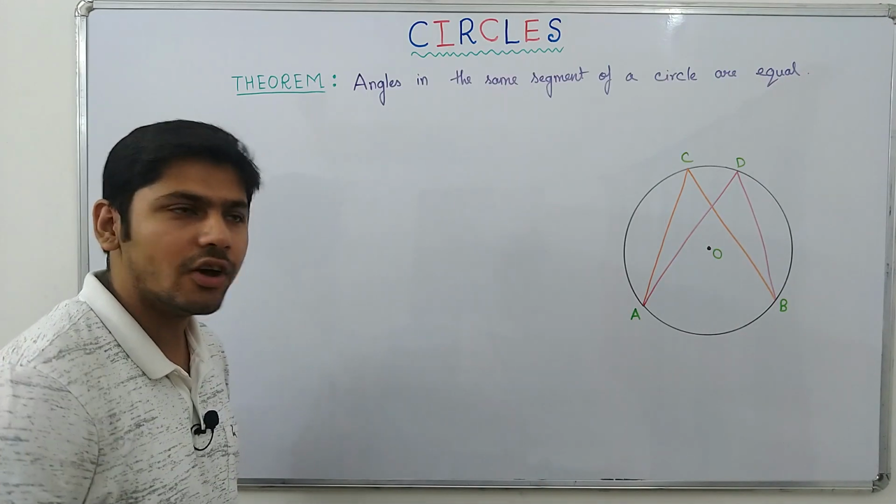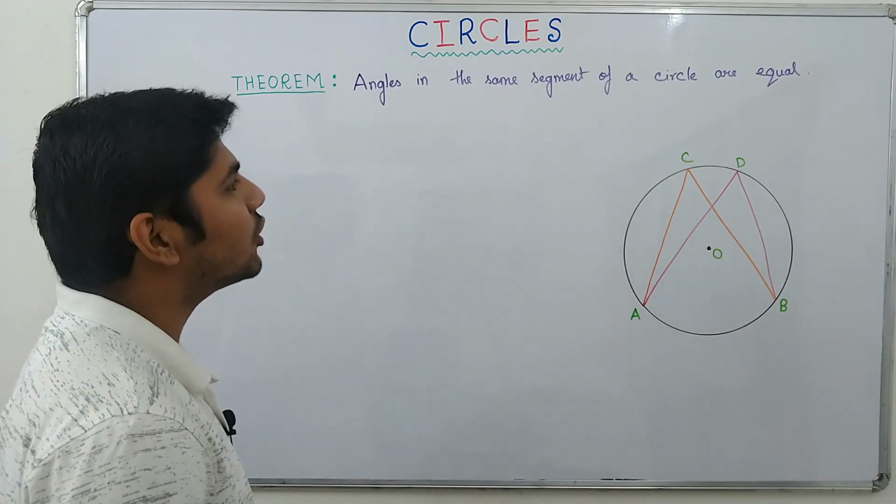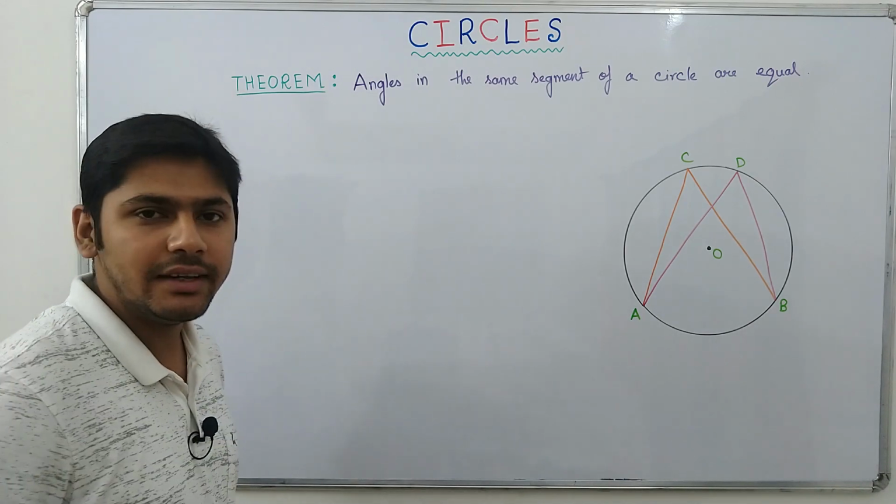Moving on to the second theorem. Angles in the same segment of a circle are equal. What does this mean?